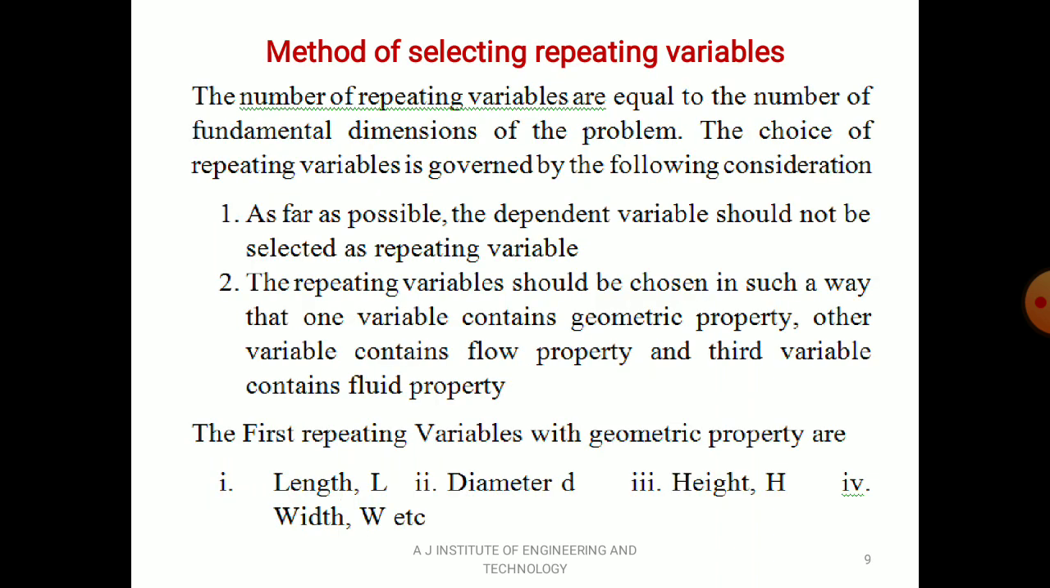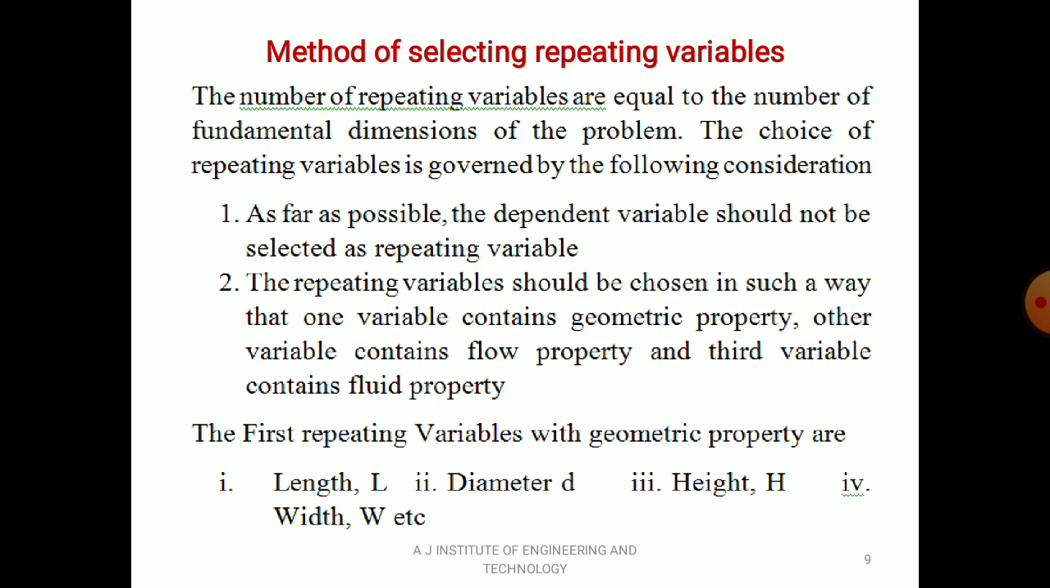Next, method of selecting repeating variables. We cannot select repeating variables by judgment. We have to follow some procedure for selecting the repeating variables. So let us go for that. The number of repeating variables is equal to the number of fundamental dimensions of the problem. As I already told, the number of repeating variables should be equal to the number of fundamental dimensions. If the number of fundamental dimensions is equal to 3, that is m equal to 3, then the number of repeating variables also should be equal to 3.